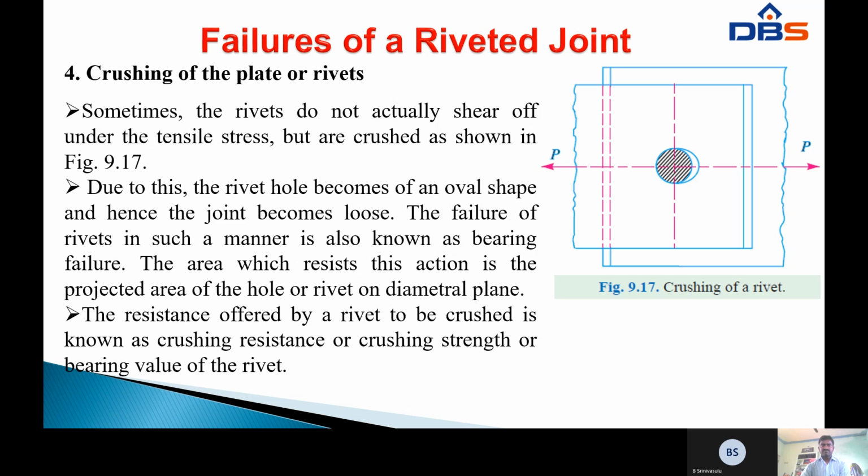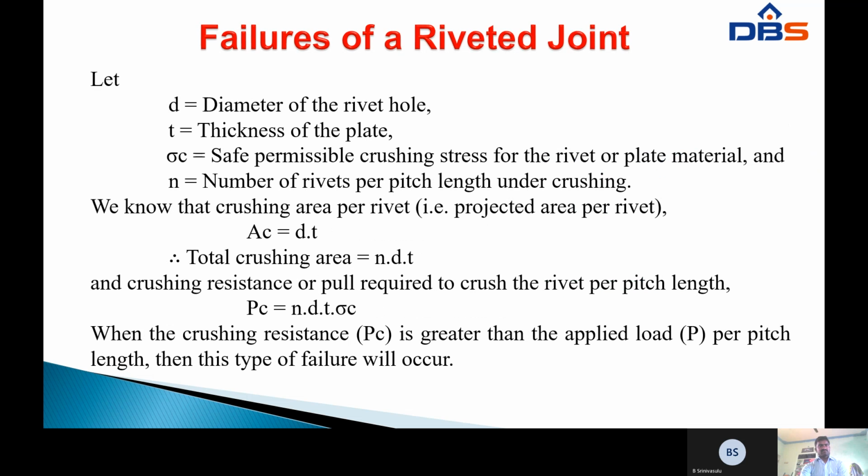Let d equal the diameter of the hole, t equal the thickness of the plate, sigma c equal the permissible crushing stress for the rivet or plate material, and n equal the number of rivets per pitch length under crushing. We know that the crushing area per rivet, Ac, equals d into t. Total crushing area equals n into d into t. Crushing resistance, or pull required to crush a rivet per pitch length, Pc, equals n into d into t into sigma c.